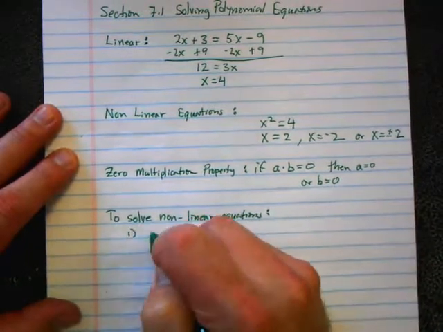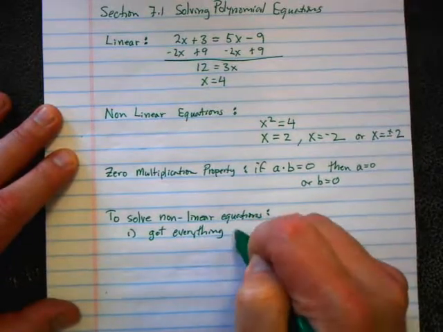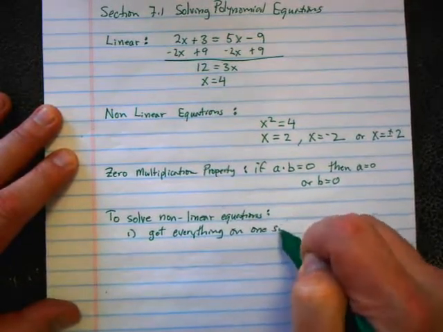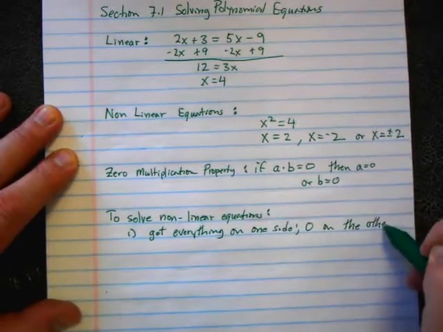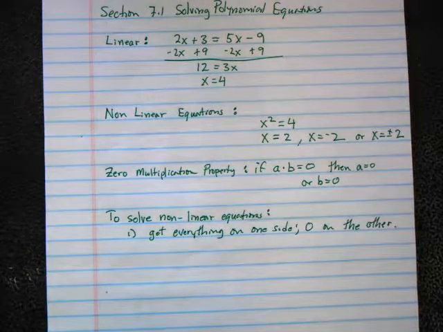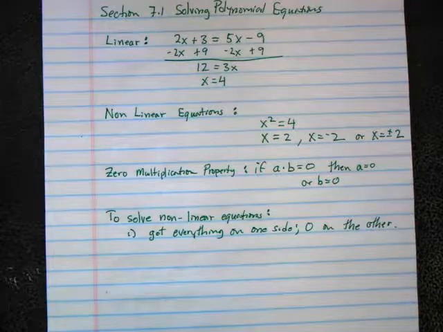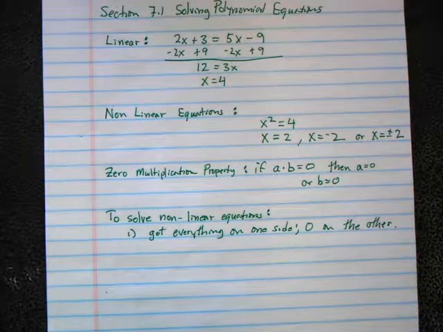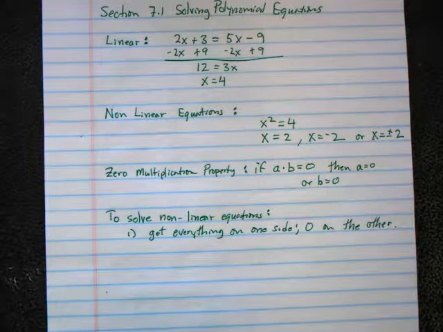Step 1, get everything on one side. Zero on the other. So notice right away that's very different from linear. What do we do for linear? We get all the x's on one side, all the numbers on the other. For nonlinear, you get everything on one side.